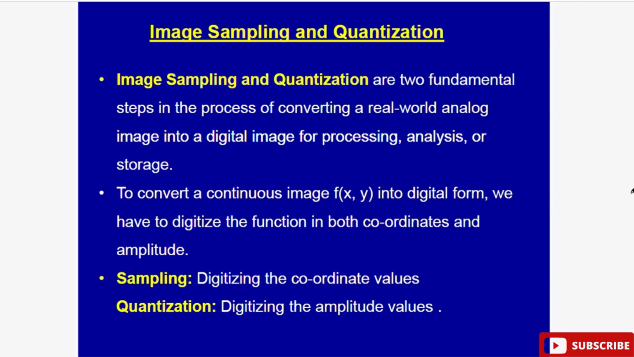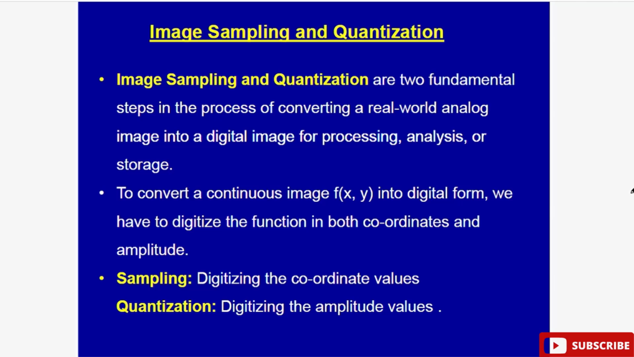This is the second step in converting analog image into digital image. In the last video I explained about image sensing and acquisition, that is the first step in converting analog image into digital image. So after sensing and acquiring the image, we'll get an analog image. To convert that analog image into digital image, you have to go for image sampling and quantization.